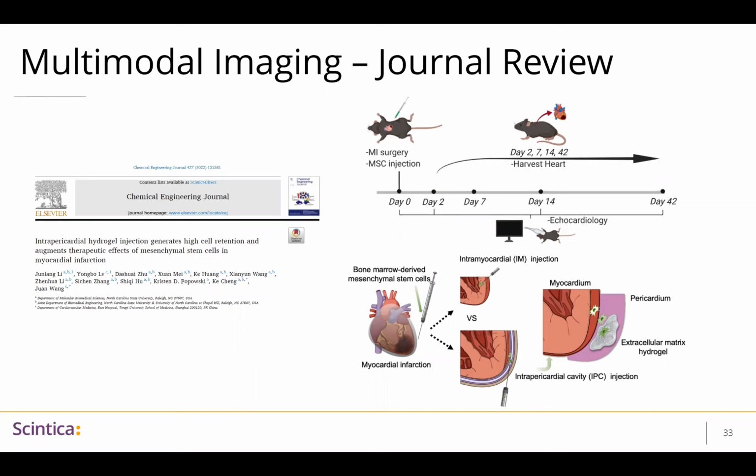So on day 0, the GFP-labeled mesenchymal stem cells mixed with the extracellular matrix in the hydrogel were injected into C57 Black 6 mice that had been given a myocardial infarction. They imaged with high-frequency ultrasound to assess the cardiac function on day 0, 2, 7, 14, and 42. They did fluorescence imaging to assess where the cells were retained, and then they assessed the infarct size by histology on day 42, as well as looking at immunohistochemistry to look at cell proliferation.